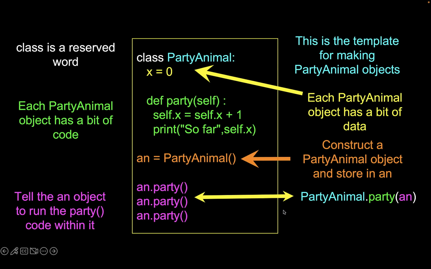The code on the right is another way to call the party method on the instance pointed to by n. It's not one that I use, and it's not one that I recommend, but it's one that's here on the slide, and it might be in the book.